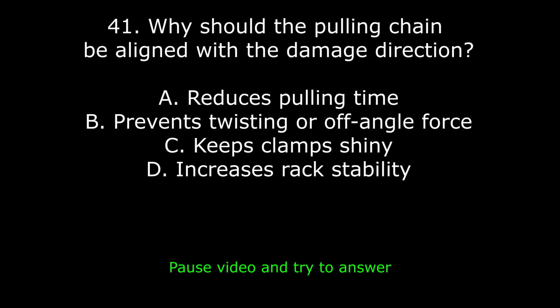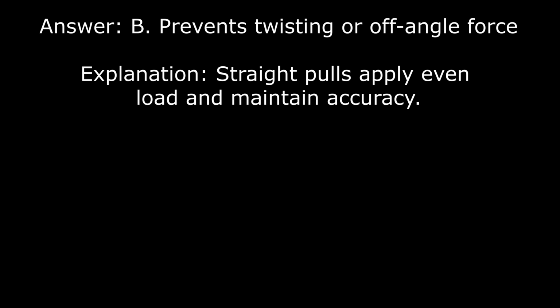41. Why should the pulling chain be aligned with the damage direction? A. Reduces pulling time. B. Prevents twisting or off-angle force. C. Keeps clamps shiny. D. Increases rack stability. Answer: B. Prevents twisting or off-angle force. Explanation: straight pulls apply even load and maintain accuracy.